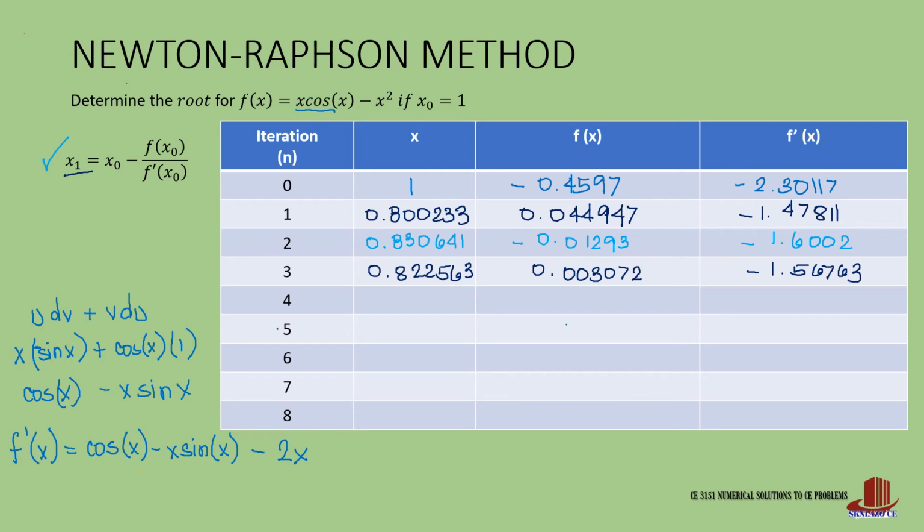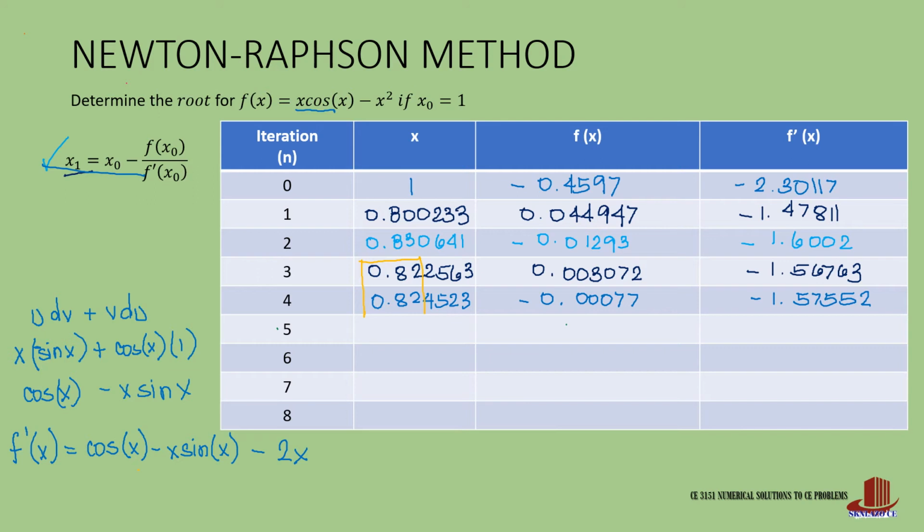With these values, we can again proceed to our formula in order for us to have the fourth iteration of x as 0.824523. And using this value into the functions, we get negative 0.00077 and negative 1.57552. Notice that what we have would already be accurate until the second decimal place of 0.82.